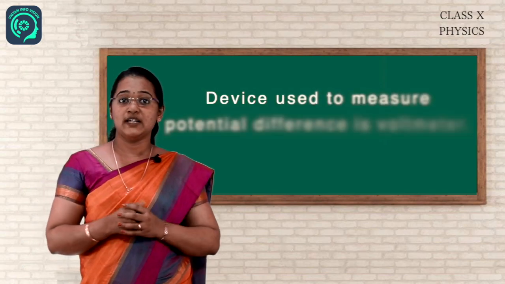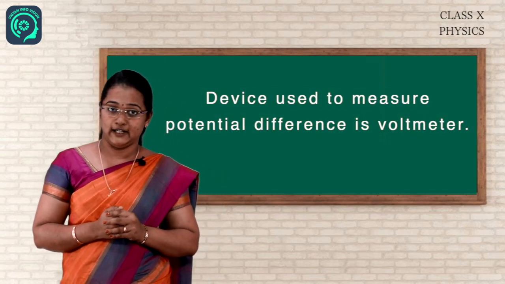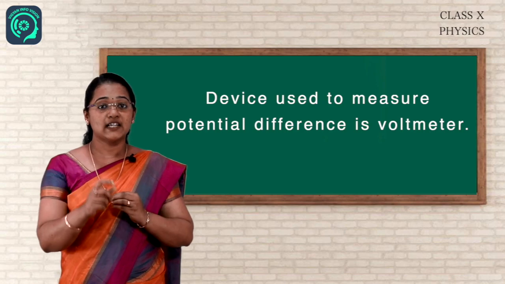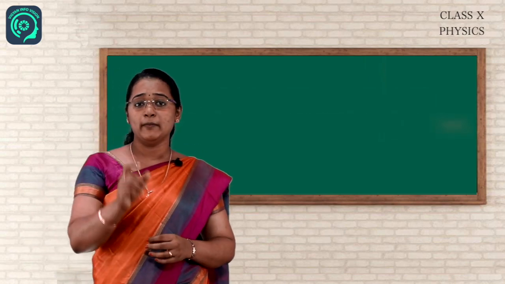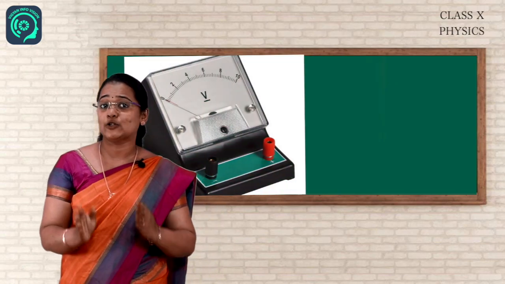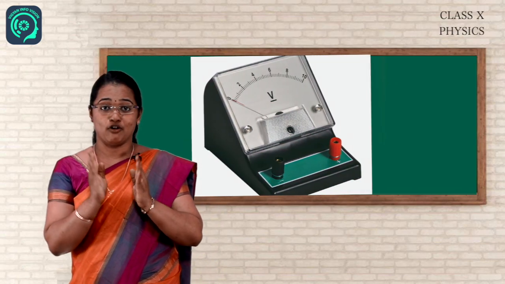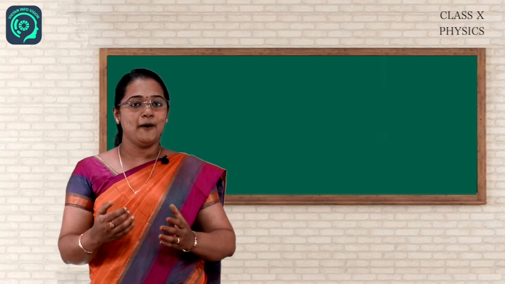We can measure the potential difference between the ends of a conductor by connecting a voltmeter. For measuring the potential difference, the voltmeter is always connected parallel to the points of the conductor between which the potential difference is to be measured.